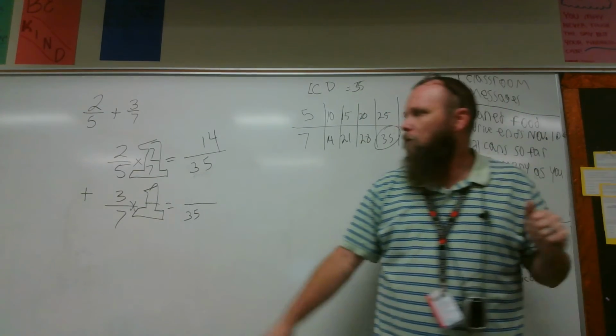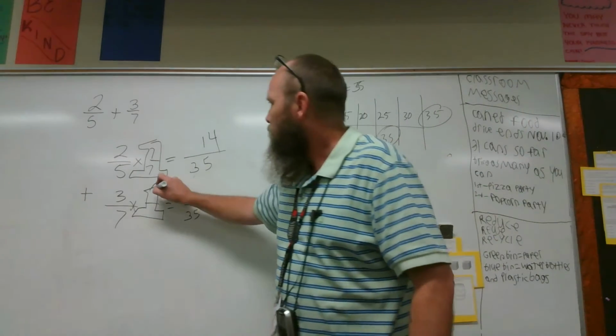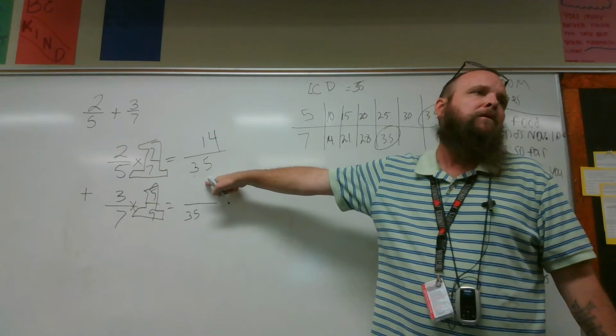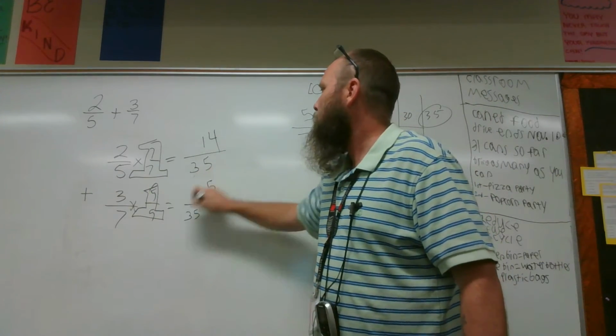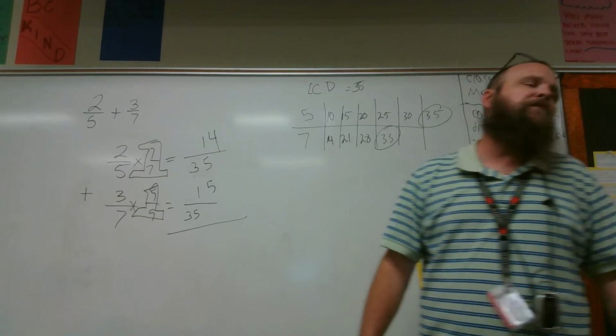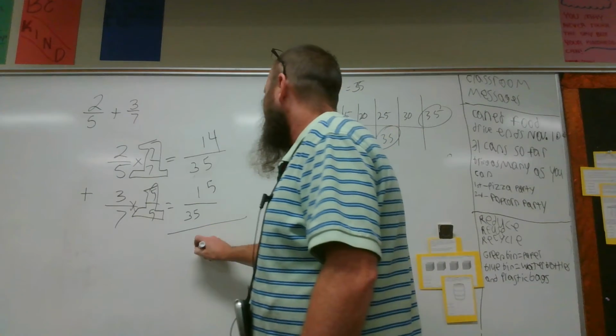Cora, what would I multiply by 7 to get 35? 5. So I have 5 over 5, which gives me what here? 15. And 14/35 plus 15/35 equals what, Cora? 29/35.